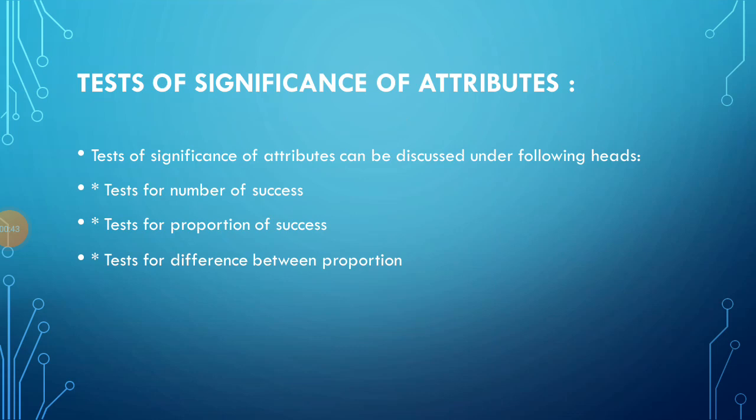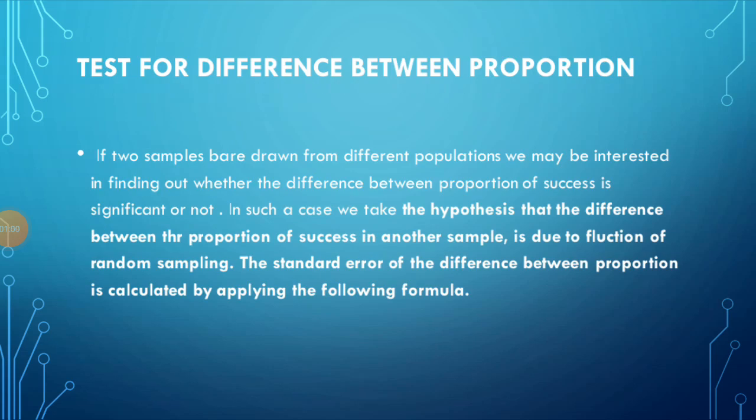Tests of significance of attributes are discussed under the following heads. First one, test for number of success. Second one, test for proportion of success. And third one, test for difference between proportions. The topic assigned to me is test for difference between proportions.